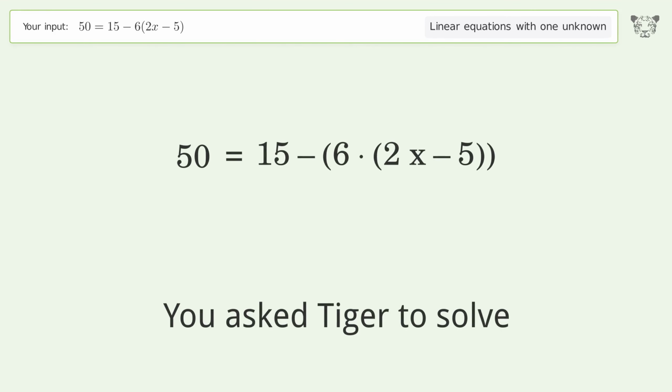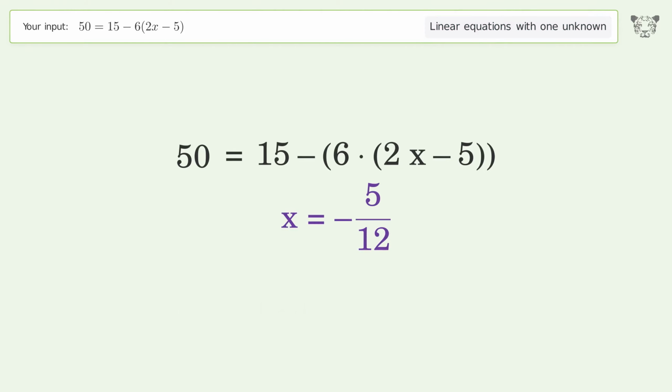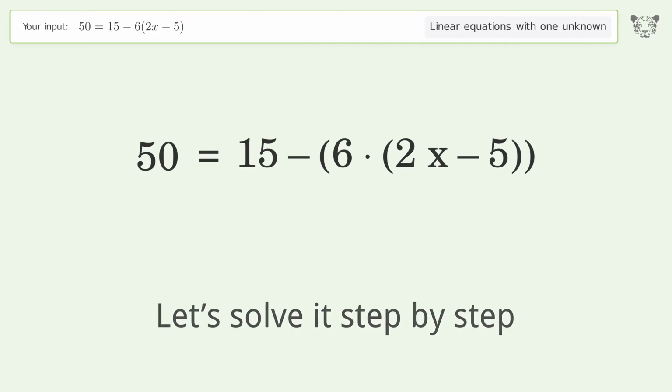You ask Tiger to solve. This deals with linear equations with one unknown. The final result is x equals -5/12. Let's solve it step by step.